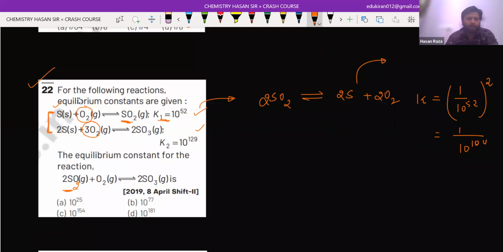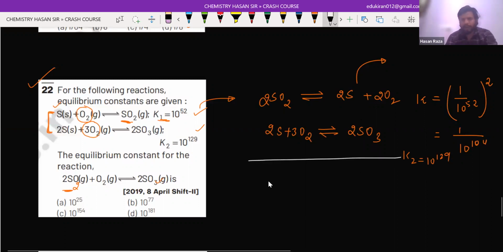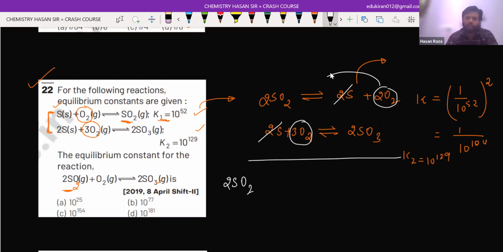Now you can see 2SO3 is on the right hand side, so you don't need to do anything. Just put 2S here and 3O2 here and write the reaction to 2SO3, which has a value K2 of 10 raised to the power 129. Now you just need to add these two equations. You can see 2S and 2S will be cancelled, and you can see 3O2 on the left hand side and 2O2 on the right hand side. So it will move to the left hand side, and you will have only O2. This is what you will get: 2SO3.